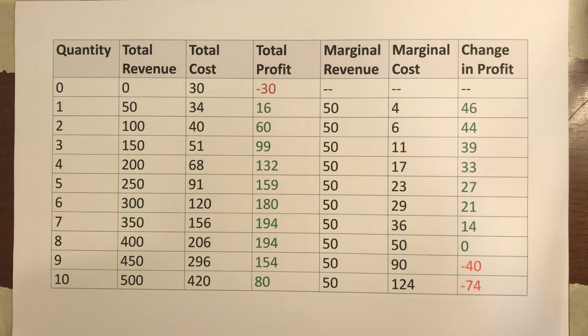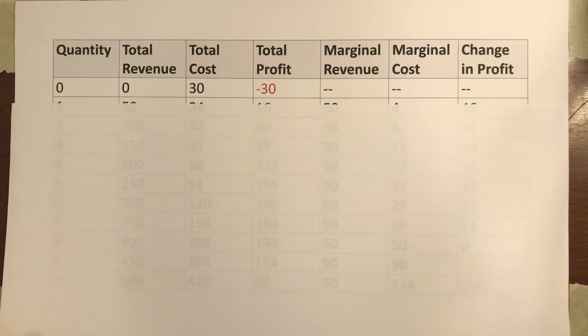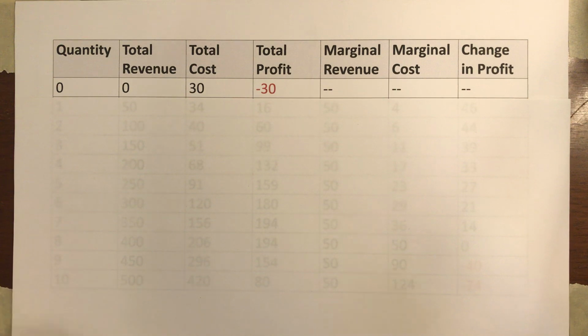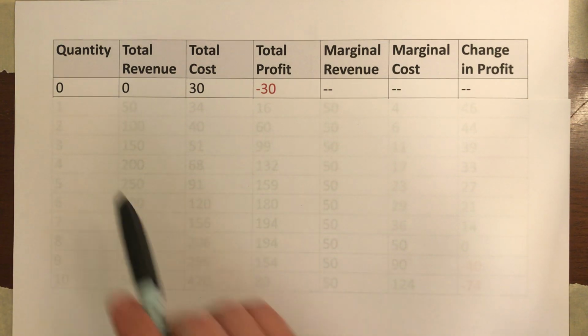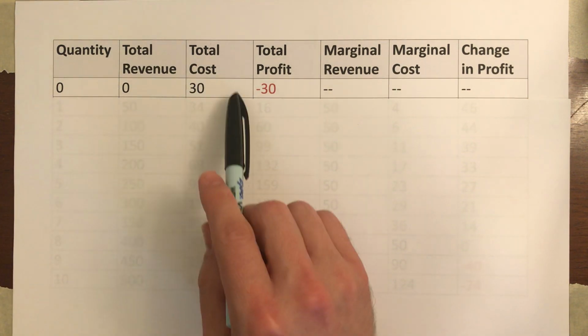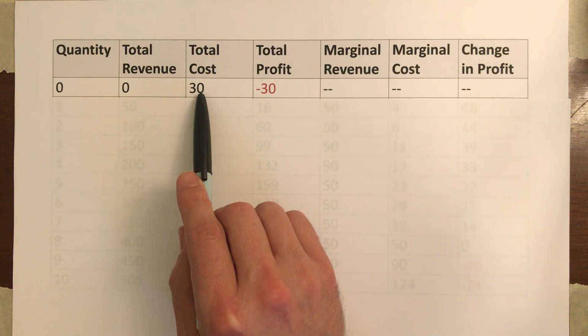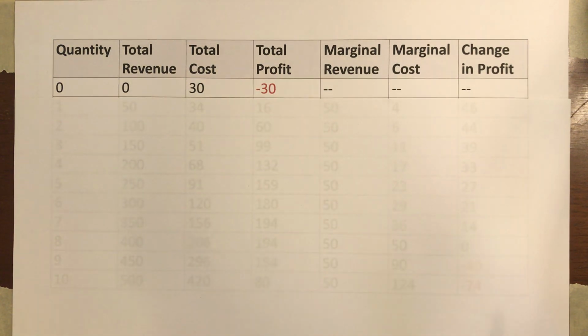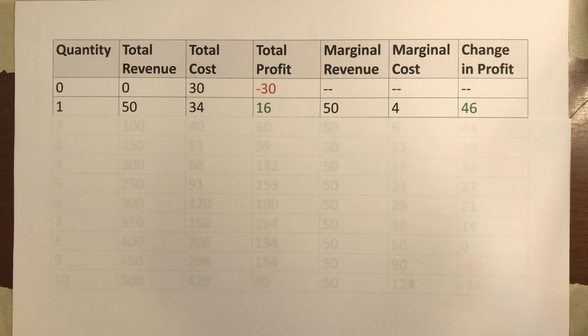Okay, so to simplify things, or to focus, I'm going to hide most of this. And we can just take a look. Do I want to produce no units? Well, my total cost would be $30, total revenue would be 0, and I'm making negative total profit. So that's a hint that probably I don't want to produce nothing if I've gone through the trouble of taking on these fixed costs of purchasing the building or taking out a loan, etc.